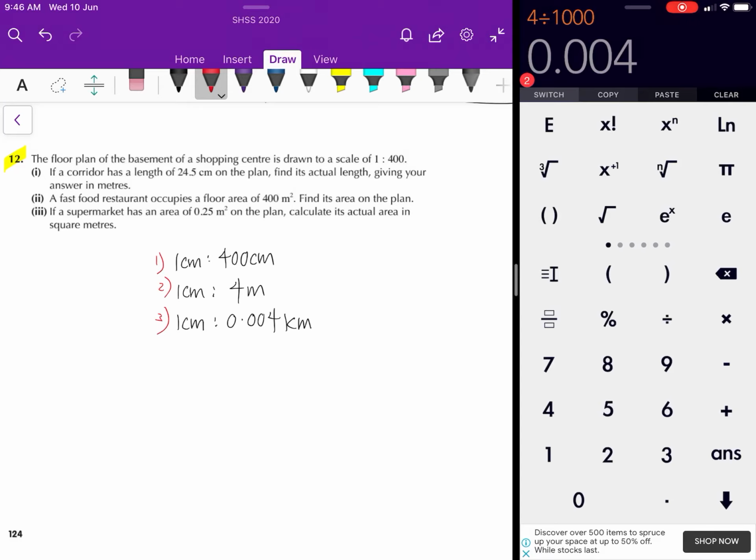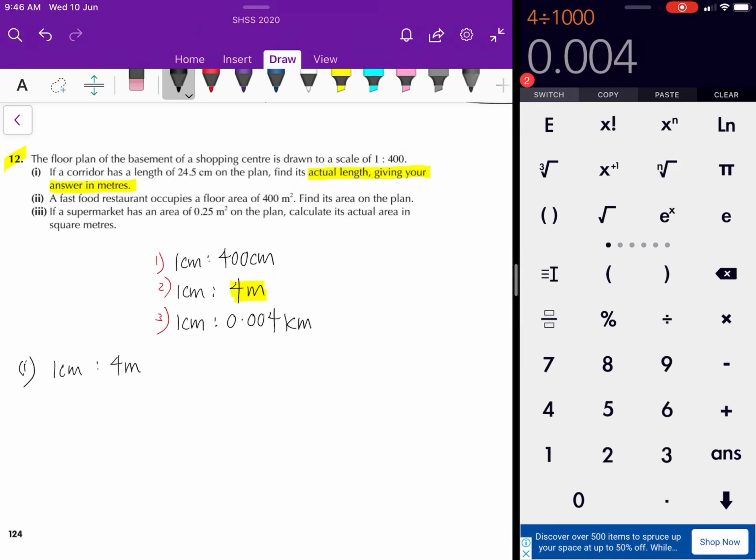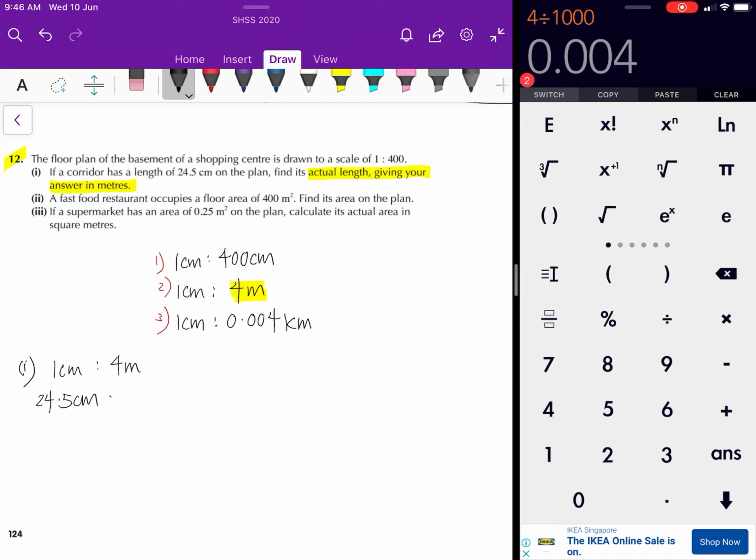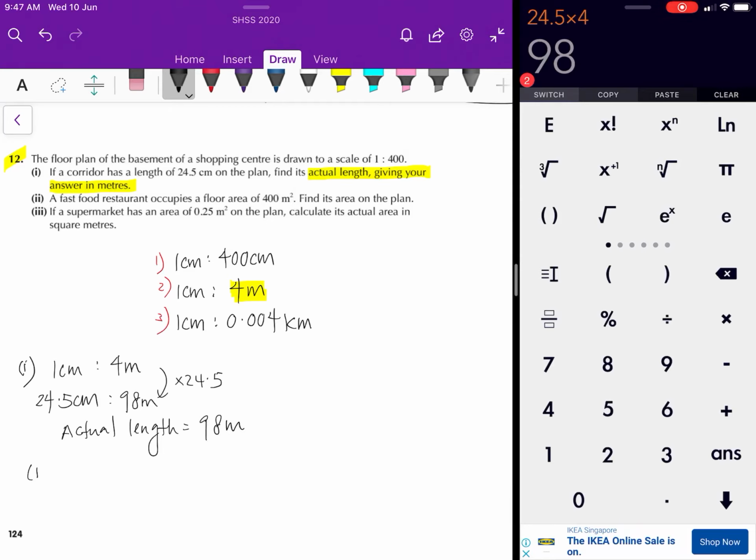Now it says if a corridor has a length of 24.5 cm on the plan, find its actual length giving your answers in meters. Now they want actual length in meters. Actual length in meters is here, so I use number 2. So it's 1 cm is to 4 meters. 24.5 cm is on the plan, which is on the map. So I need to multiply by 24.5 on the left, so I also need to multiply by 24.5 on the right. So it's 24.5 multiplied by 4. I get 98. So actual length is 98 meters.